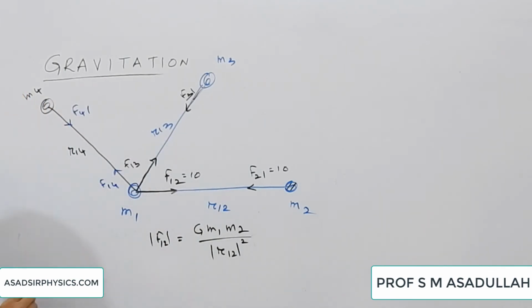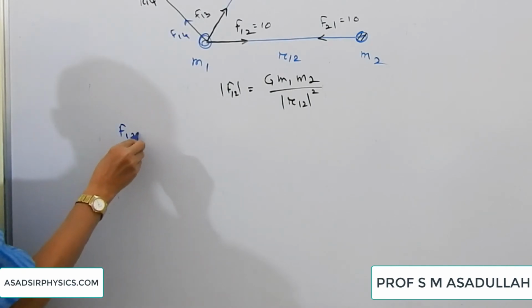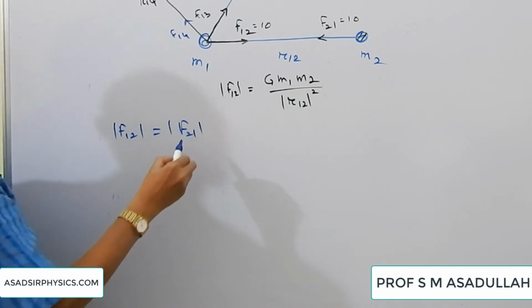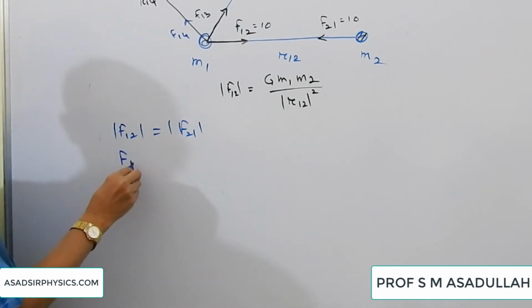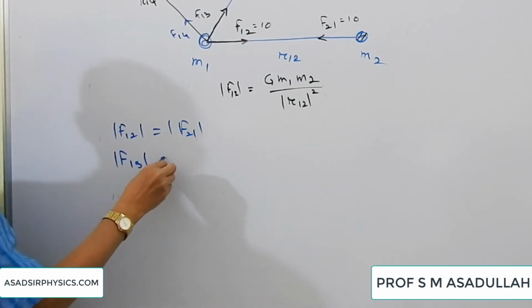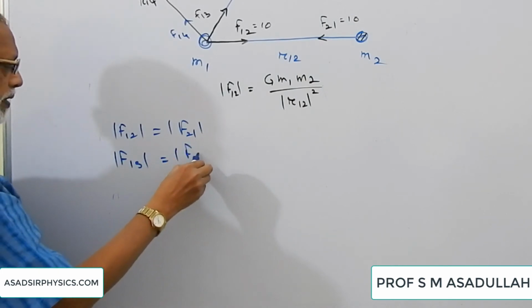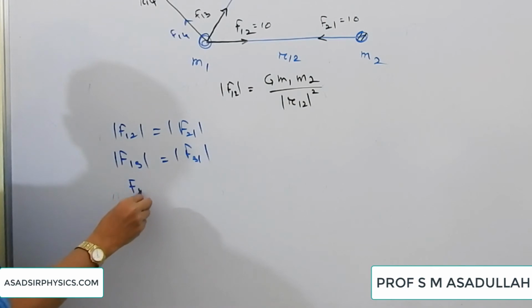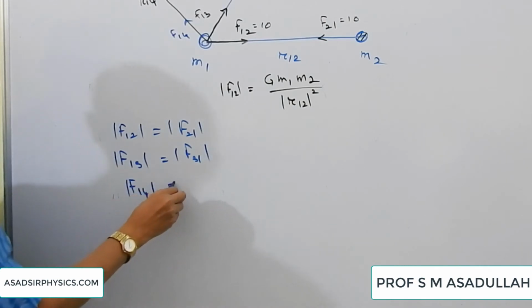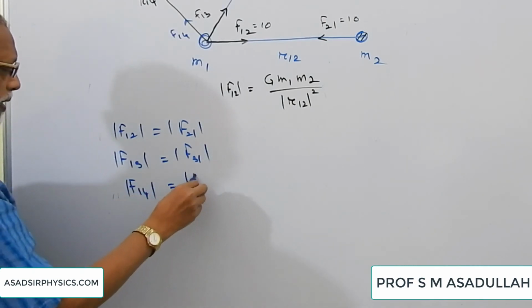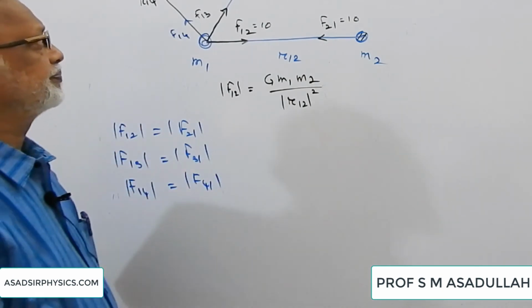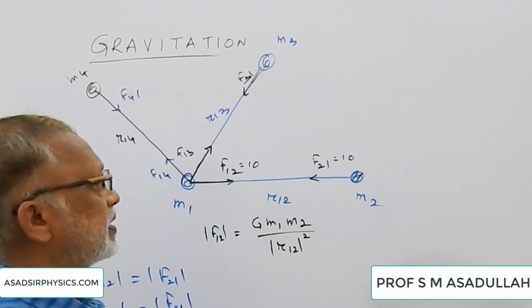Here you can say that F12 is equal to F21, F13 is equal to F31, F14 is equal to F41. Here you may be having a doubt. Is there only one force acting on this? No.